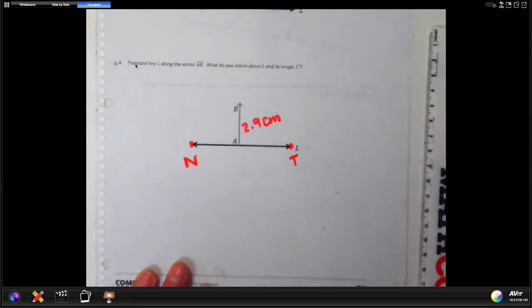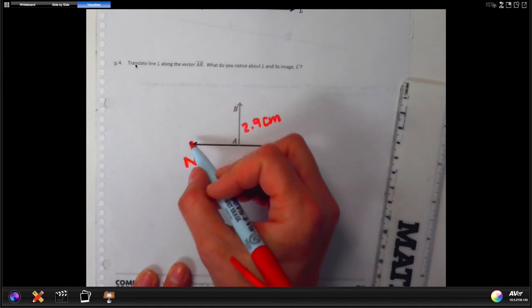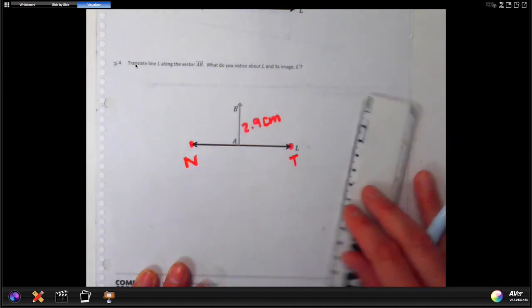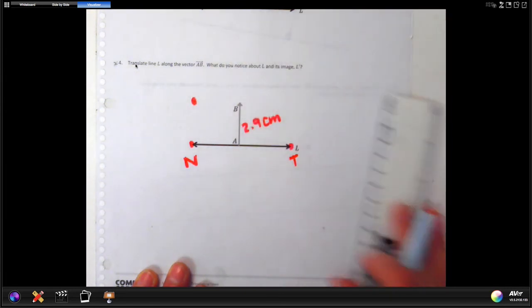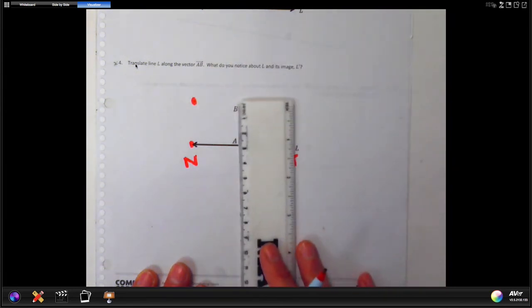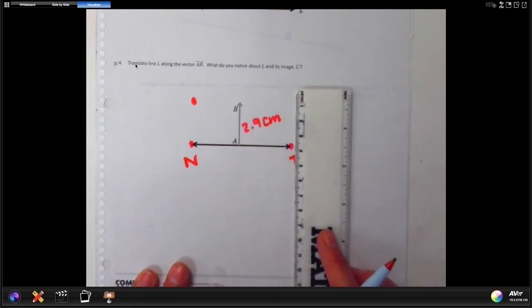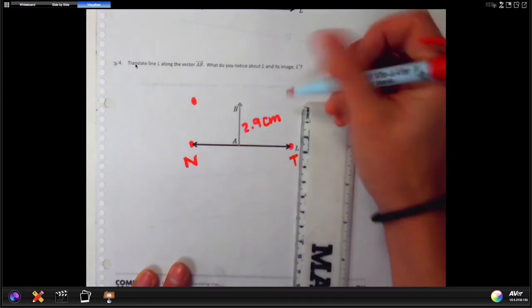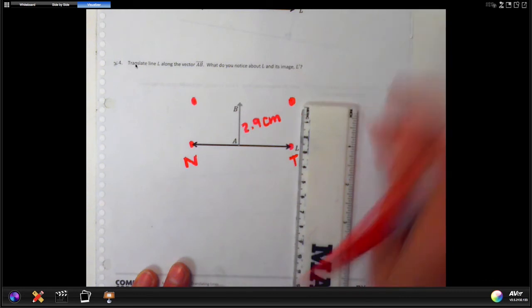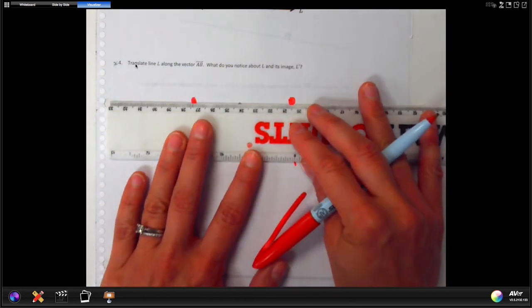Let's move them. What direction am I going to move point N? Up. How far? 2.9 centimeters. Oh, there's a little bit of a cheat here. I can use my ruler, but I can also kind of measure up using this vector, right? Okay. How far am I going to move point T? 2.9 centimeters. 2.9 up, right? And then I need to reconnect my dots, otherwise all I have is a set of dots, which is no fun.